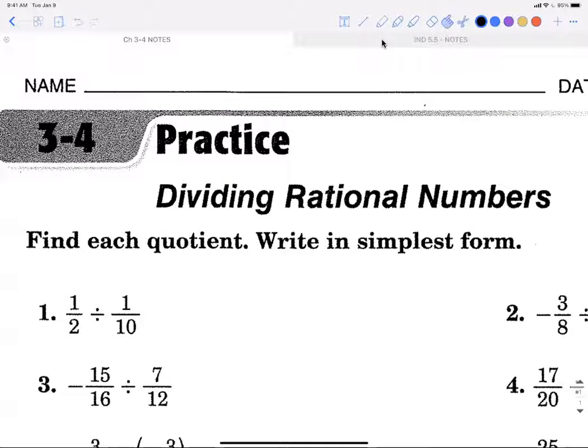Chapter 3.4 is dividing rational numbers. We know that multiplication and division are kind of opposites of each other in math. We're going to work these keeping that in mind, because a division problem is really a fraction, right? But if you have 1/2 over 1/10, I don't know of anybody that really wants to try to work that problem, right? You can't just look at this and say, oh, the answer is this. Dividing fractions is a bigger mess than what we want to mess with.